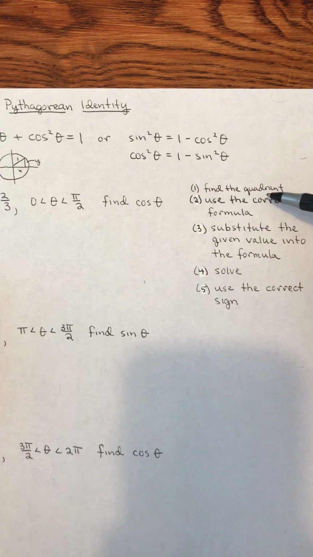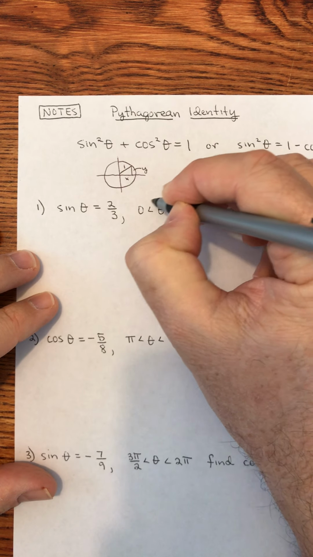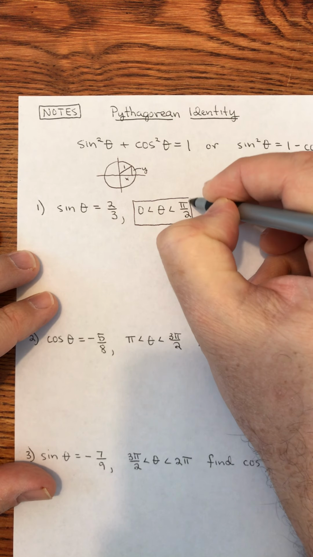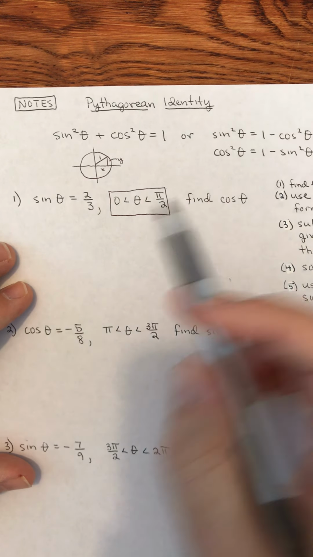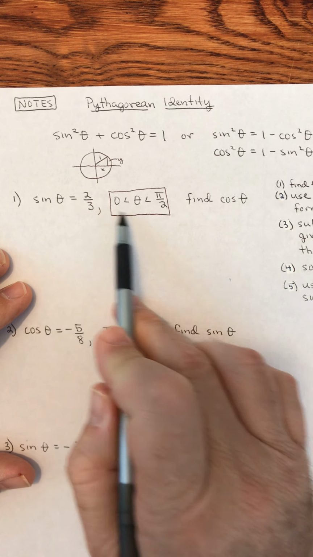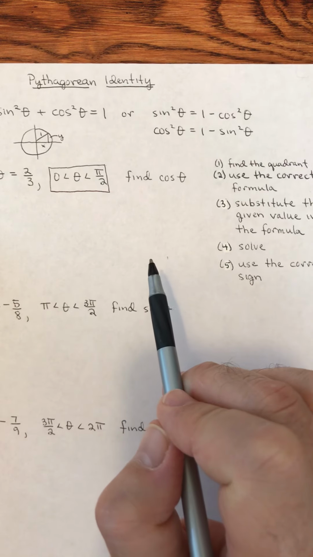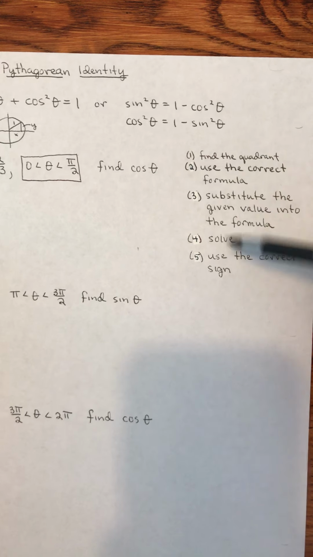Step number 1 is find the quadrant. What quadrant are we in? And that comes from this statement right here in the problem. So the first problem: it's given that the sine of theta equals 2/3 and theta is between 0 and pi over 2. Find cosine. I'm going to leave this over here so you can write those down.